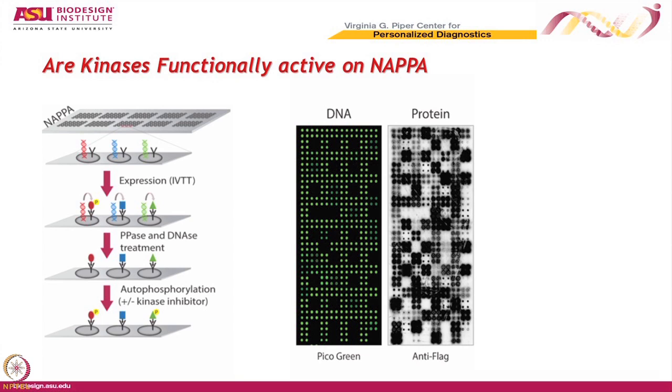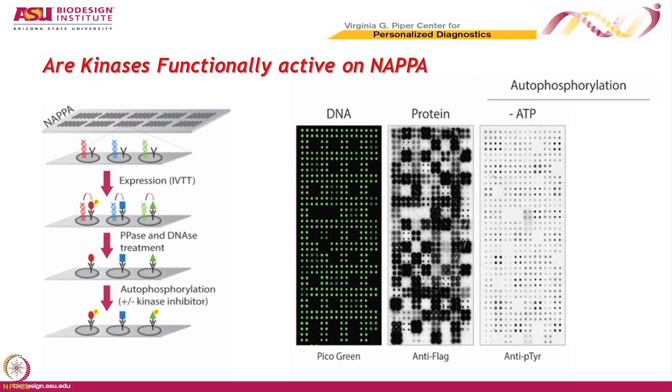Okay, so now the question we wanted to ask was, are these proteins phosphorylated? And so we took this array, and if we treat it with buffer but no ATP, and you stain it with an anti-phosphotyrosine antibody, none of the proteins light up. So that means that if you strip the proteins with phosphatase to remove the phosphates and stain with anti-phosphotyrosine antibody, the proteins won't have phosphates. No surprise. The question was, were these proteins active?